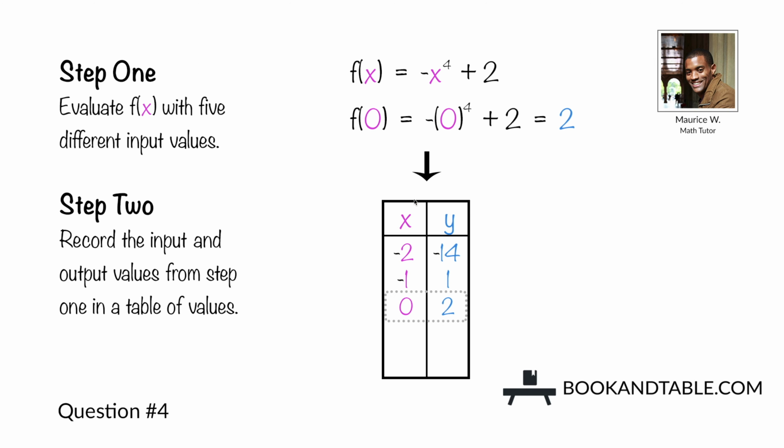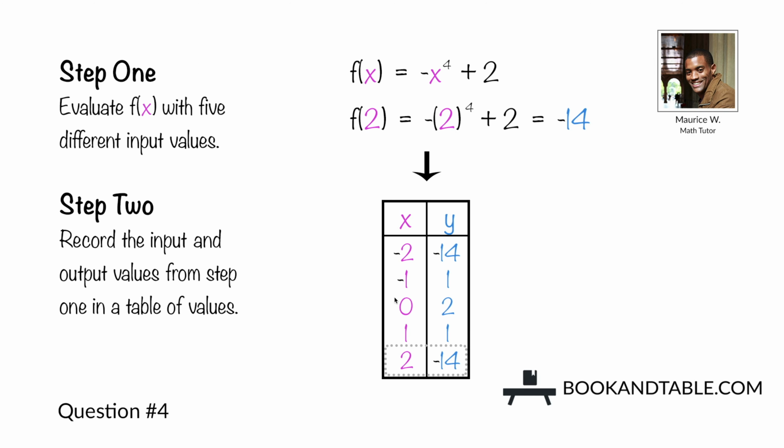f(0) would be equal to negative 0 to the 4th, which is 0, plus 2 would be equal to positive 2. So the input is 0 and the output is positive 2. f(1) would be equal to 1 to a power of 4, which would be 1, and negative 1 times 1 would give us negative 1 here. And negative 1 plus 2 would be equal to positive 1. So the input is 1 and the output is 1.